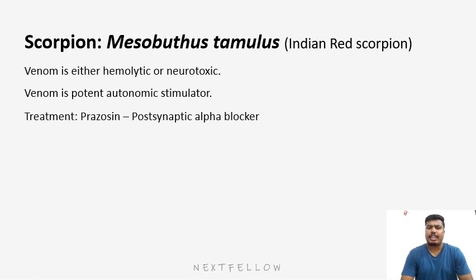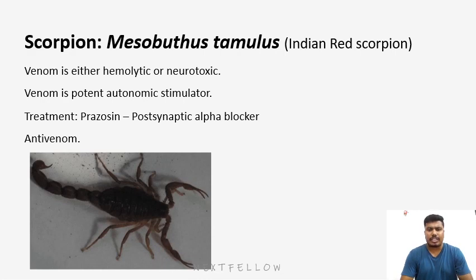Okay, the treatment is prazosin, a postsynaptic alpha blocker which blocks most of the symptoms of the venom, and the basic treatment is the same as in poisoning by snakes. Okay, and antivenom can also be used. This is the image of the Indian red scorpion. You can see the tail, which is enlarged. It contains poison. Okay.